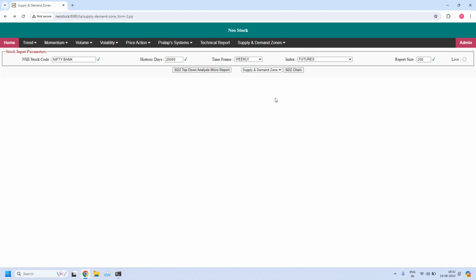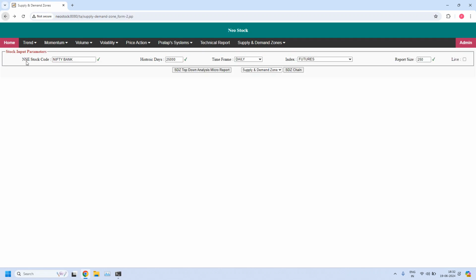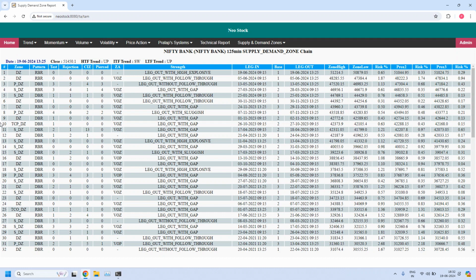I'm going back, changing the time frame to daily, generating the daily chain. So I'm going back. Now I'm generating the 125 minutes chain for Bank Nifty. And today a 125 minutes zone is created in Bank Nifty. But it is a normal demand zone only.